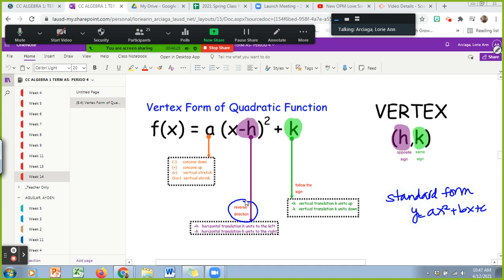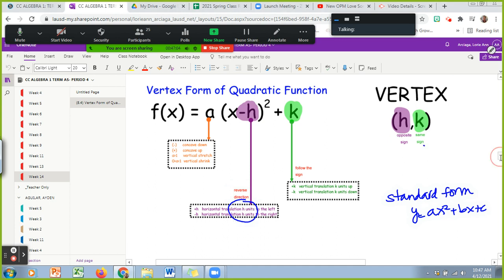Reverse the direction. Since we are reversing the direction, when you get the vertex, you get the opposite of the sign. So if it's negative 2, you make it positive 2. But k is like your c value. If it's positive, you go up. If it's negative, you go down. So you have to follow the sign in the vertex. Let me say it again. The only thing you have to know in this formula is how to find the vertex, which is the opposite of h and the same sign of k. All right, let's do a quick practice on that one.